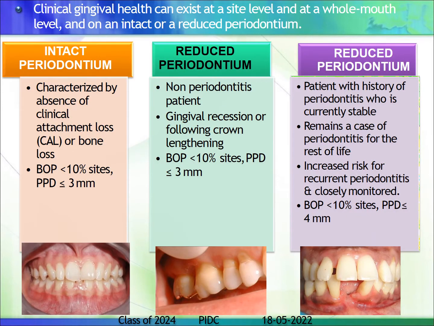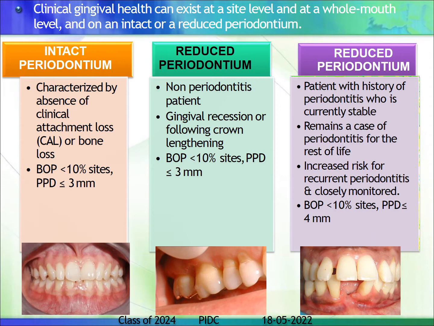Okay, so this clinically gingival healthy status can exist at a site level, or it could exist at an overall mouth level. It could exist in an intact periodontium, or in a reduced periodontium. First of all, we will see an intact periodontium. Clinical gingival health in an intact periodontium is the same as above, just that there is no clinical attachment loss or bone loss. Bleeding on probing is less than 10%, pocket depth is less than 3 mm.